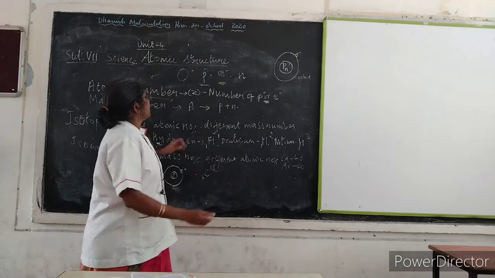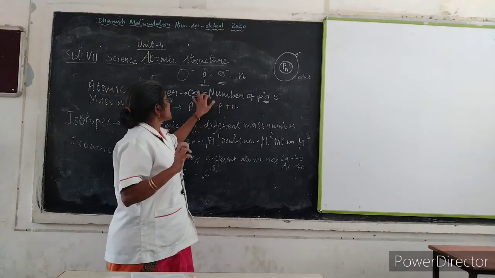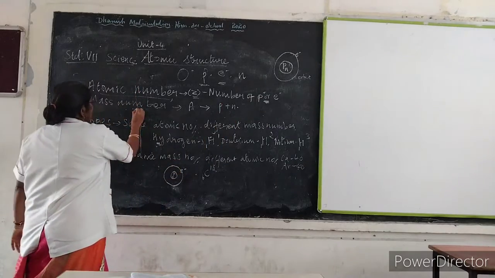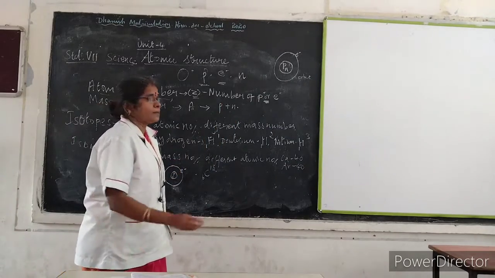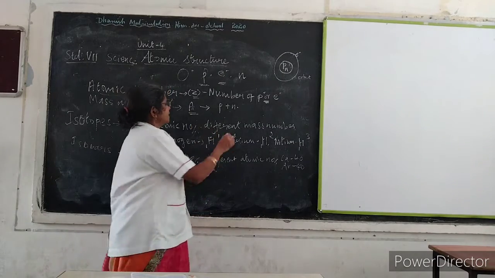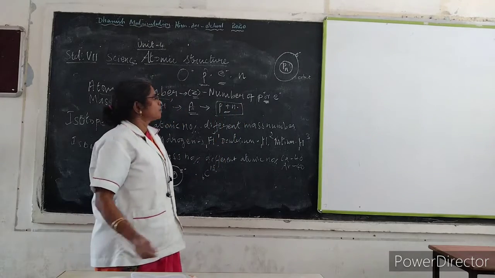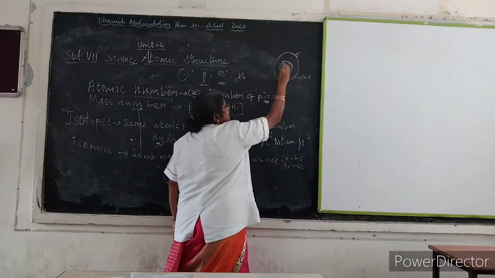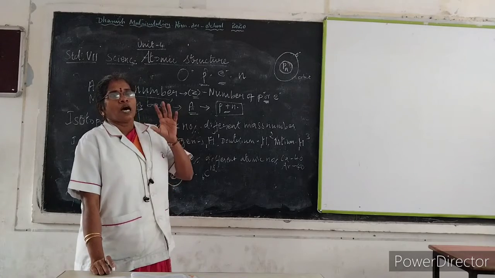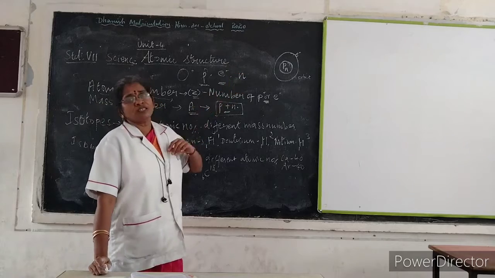Atomic number is represented by the letter Z, and atomic number means the number of protons or number of electrons. Coming to mass number, it is denoted by the letter A. It is nothing but the addition of the total number of protons and neutrons. Protons and neutrons are present inside the nucleus. That is mass number. That means the mass of an atom is concentrated only in the nucleus.